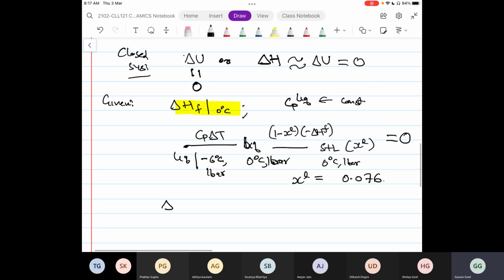You can also calculate the entropy change for the process, because there is no heat exchange with the surroundings. Delta S of surroundings is 0. Again, use the same path. So first, temperature change of liquid, then phase change.